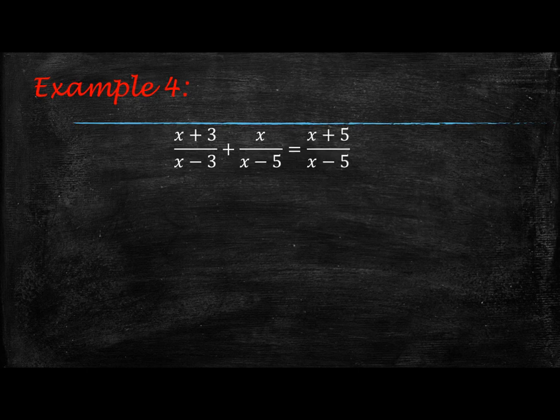Okay, moving on to example 4. If we look at our denominators, we have x minus 3, x minus 5, and x minus 5. Now remember, when you find your LCM, I'm going to take that x minus 3 and the x minus 5, but I don't have to take x minus 5 again, I only have to take it one time. So that's my LCM.